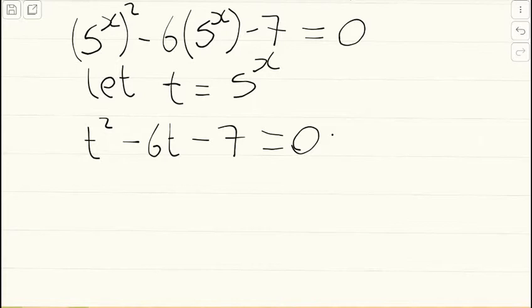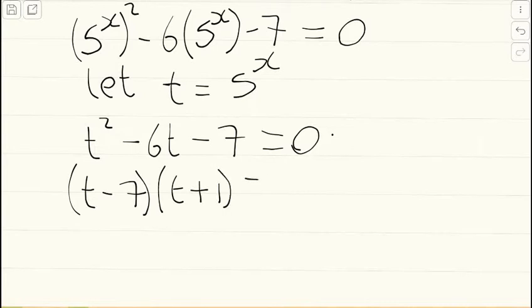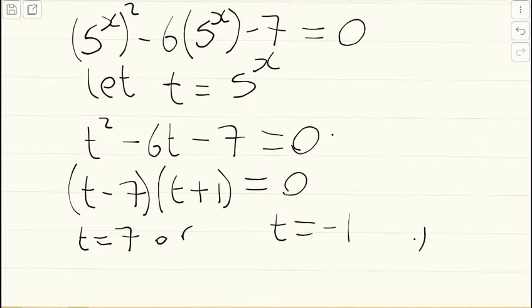Again, we can solve this by factorization. So two numbers that multiply to give minus 7, but add to give minus 6, that's going to be minus 7 and plus 1. So (t minus 7)(t plus 1) equals 0, giving us that t equals 7 or t equals minus 1.